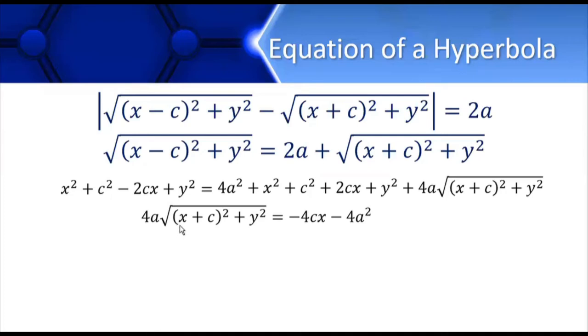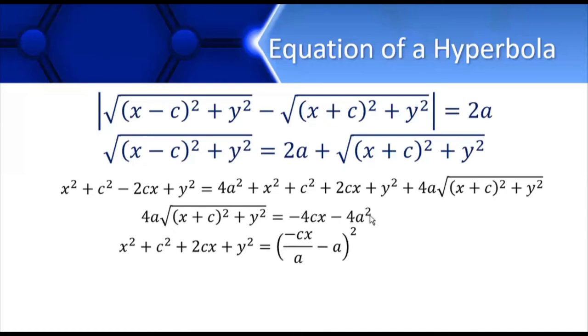So ang mangyayari, pag in-square natin, may eliminate na yung radical. At pwede mo na rin i-simplify itong squaring x plus c. Kapag in-square mo yon, square ng x, x square. Square of c, c square, plus c square. Then twice the product of x plus c, kaya magiging 2cx plus bring down y square.